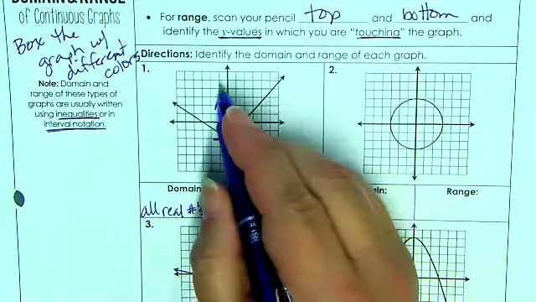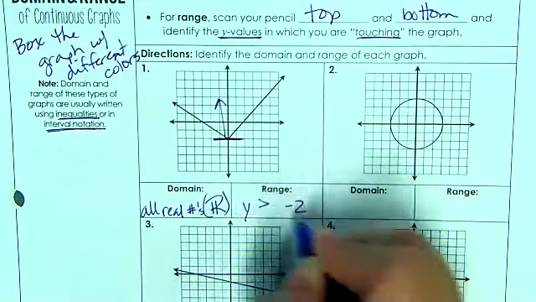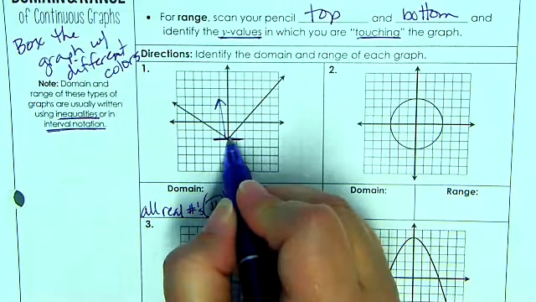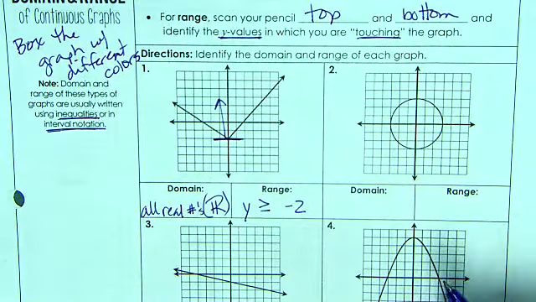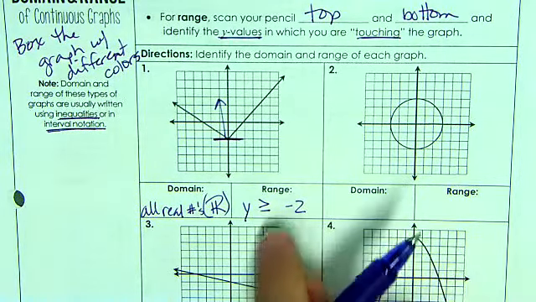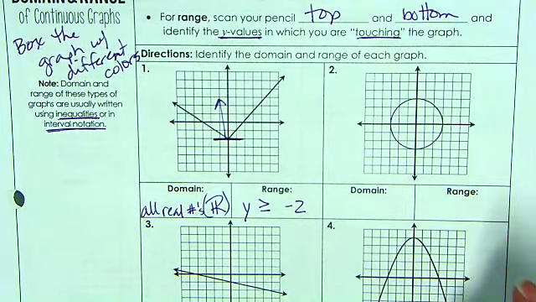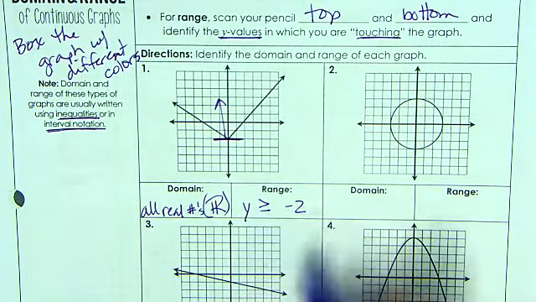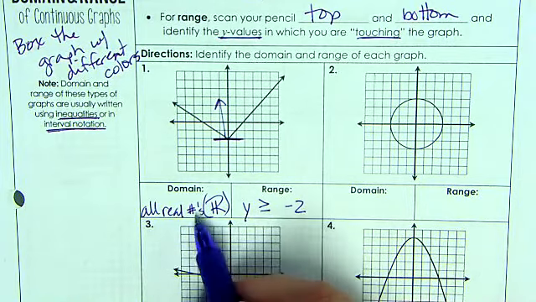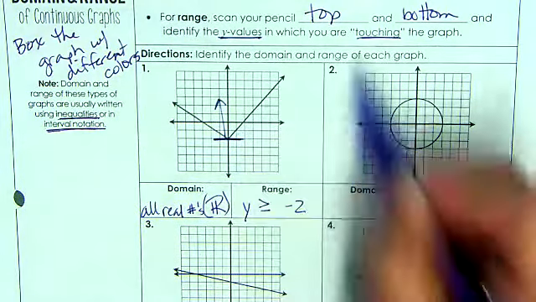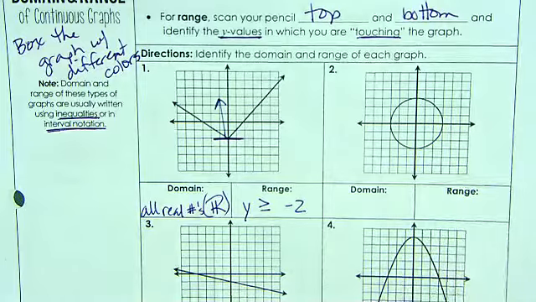So all Y values greater than or equal to, because it lands on it, greater than or equal to -2. So my range is Y is greater than or equal to -2. My domain is all real numbers because the X values never end. All right, next example.